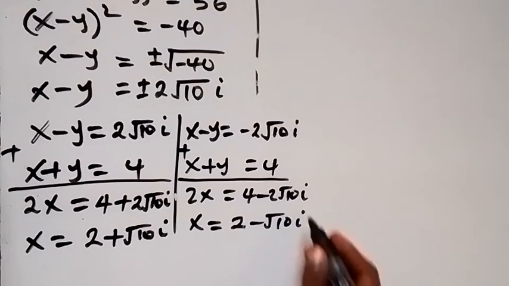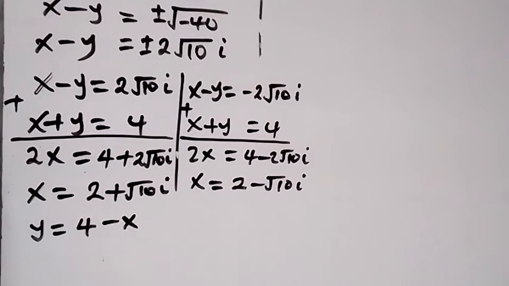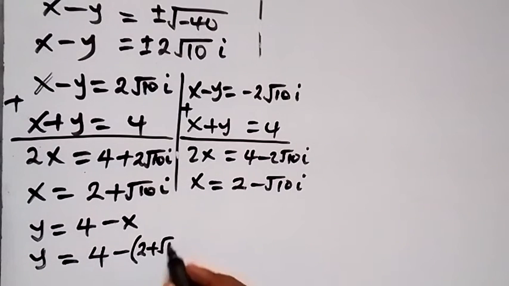Then let's get their corresponding value of y. When we use that same equation, x plus y equals 4, that means y will now be equal to 4 minus x, because x plus y is 4. So now, from here, we have gotten x. So y will now be equal to 4 minus x, in this case 2 plus root 10i.